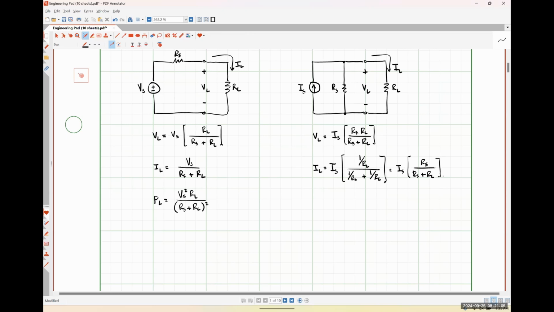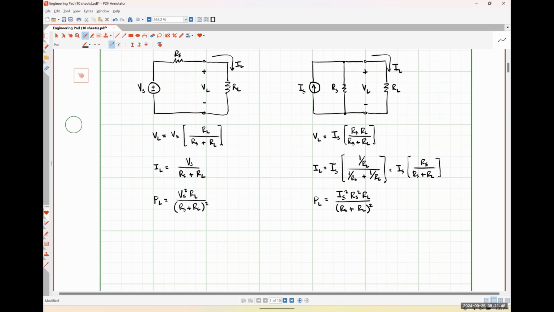Actually, we don't even need to do that. We know that 1 over RS plus 1 over RL is just RS in parallel with RL. Multiply that by a factor of 1 over RL, and you get that thing. So that's another way to do it, even easier. Okay. And from here, our power, PL, is going to be equal to the product of our voltage and our current. So that's going to look like IS squared times RS squared times RL, all divided by RS plus RL, quantity squared.